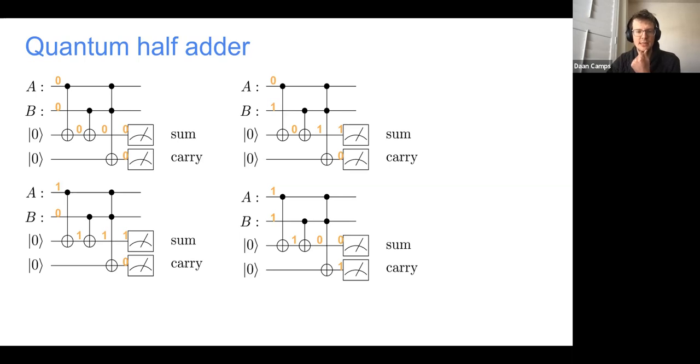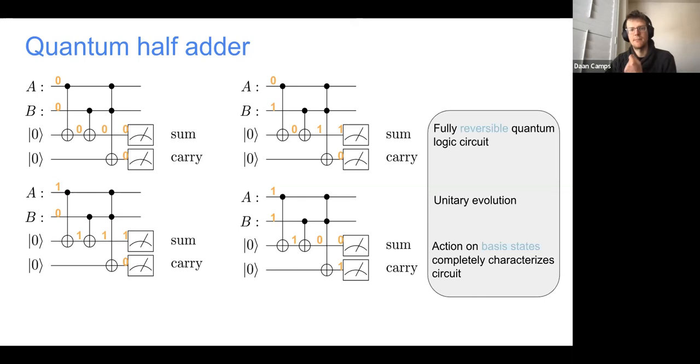So this is how you can read a quantum circuit like this, by looking at the basis states. It's fully reversible, so every operation is unitary. And by looking at these basis states, it actually characterizes the circuit completely. So if we know what it does on each individual basis state, we can analyze it. We also immediately know what it would do on a superposition.